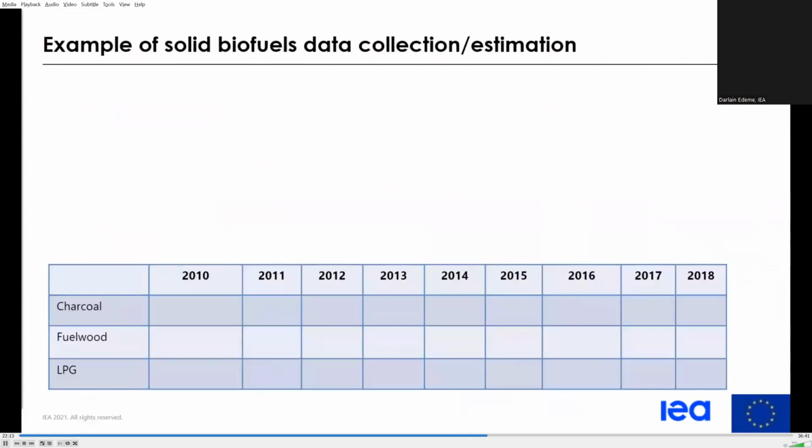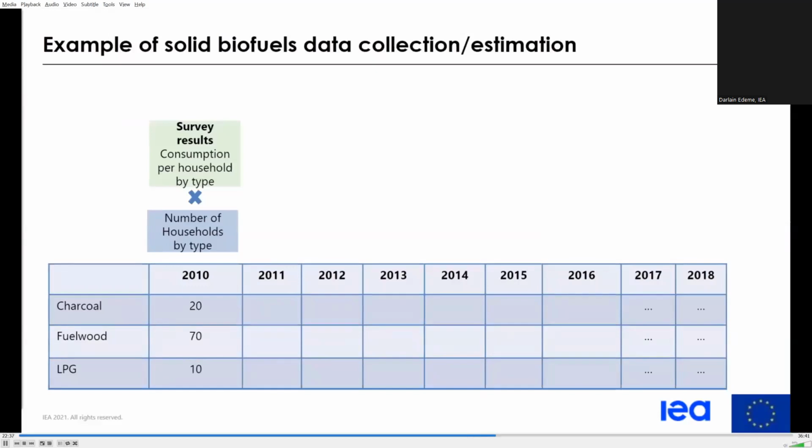Now let us go even deeper into an action plan for solid biofuels data. How will we start? In 2010, let us assume we have a survey for household consumption by type of fuel. And we also know the number of households. And with this information, we can calculate the total of charcoal, fuel wood, and LPG.